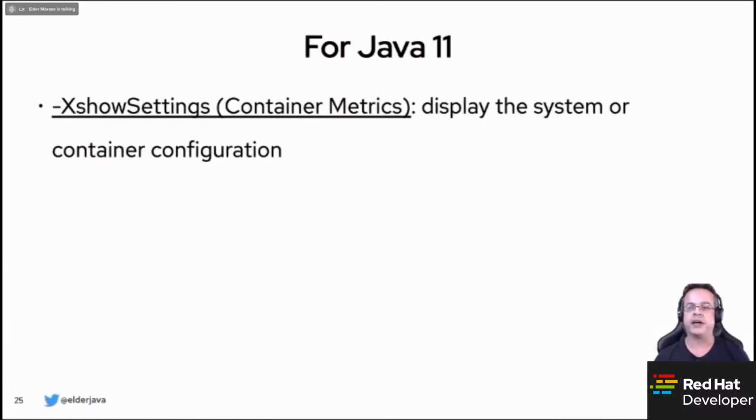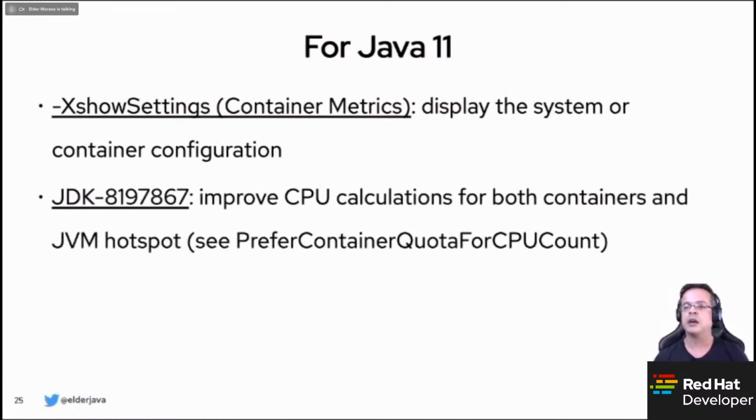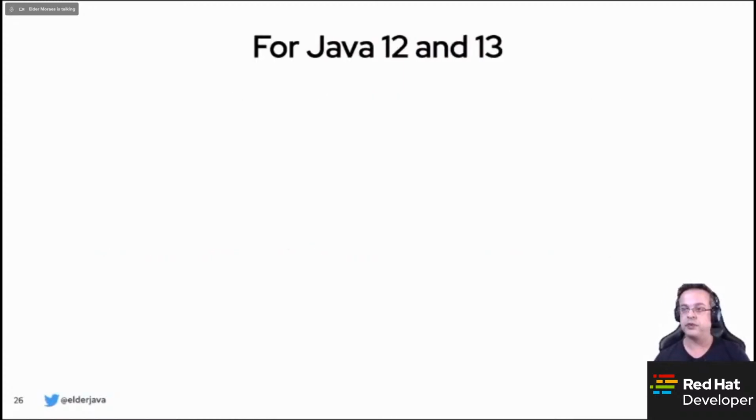For Java 11, we have more improvements. Now there is a flag that shows settings, the container metrics feature, displaying the system or container configuration. Okay, so if the application is inside a container, it will show the metrics for the container. If it's running on a JVM directly on a host, it will show the system resources. And this release of the JDK again improved CPU calculation for both containers and HotSpot. And we have another flag where you can give preference to containers or to HotSpot.